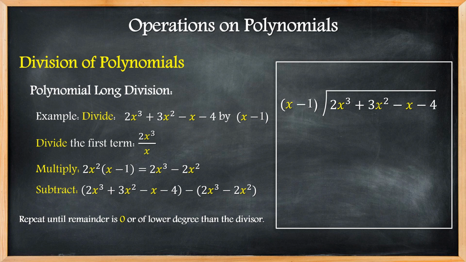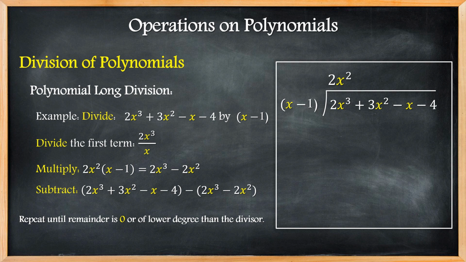This method is useful when the divisor is not a monomial. Example: divide 2x cubed plus 3x squared minus x minus 4 by x minus 1. We will follow these steps. Step 1. Divide the first term of the dividend by the first term of the divisor. The first term in the dividend is 2x cubed, and the first term in the divisor is x. 2x cubed divided by x equals 2x squared. Write 2x squared as the first term of the quotient.